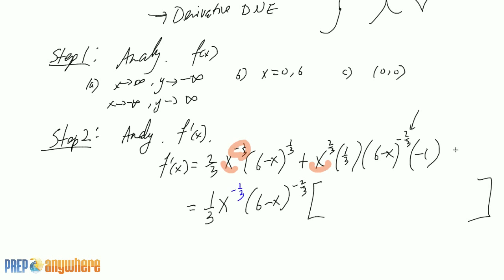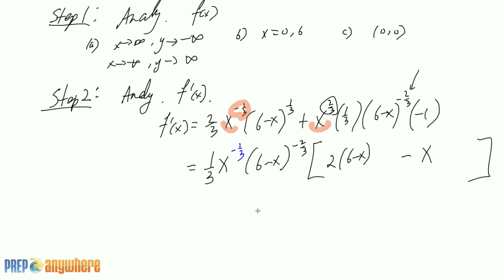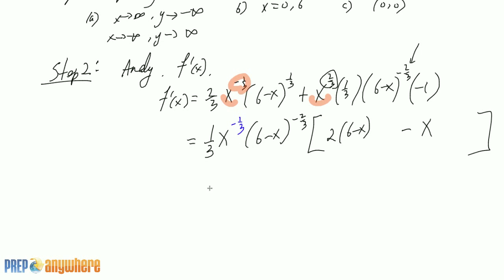So everything needs to be multiplied by 3 first. So we get 2. And here you get just negative 1. And x, this is gone, factored out. The 6 minus x to the 1 over 3, you have to add 2 over 3, so it becomes 1. Here, you have to add 1 over 3, so you get x. Okay, and that's it. So let's clean that up.